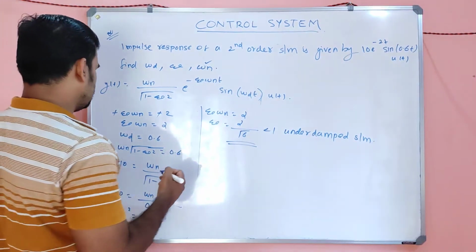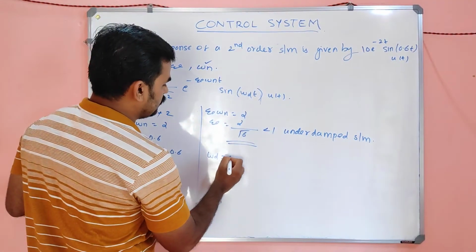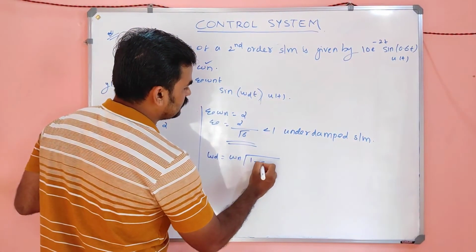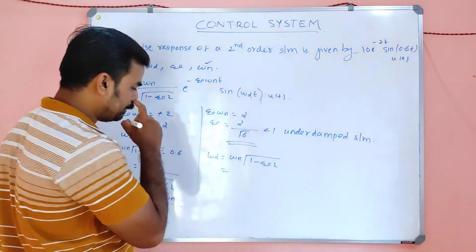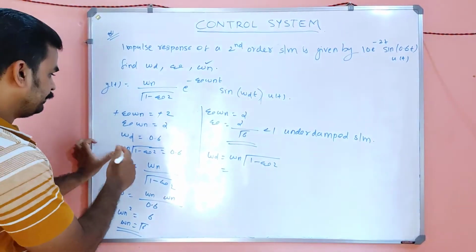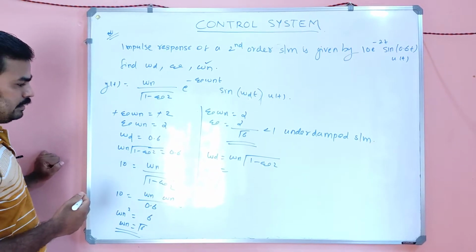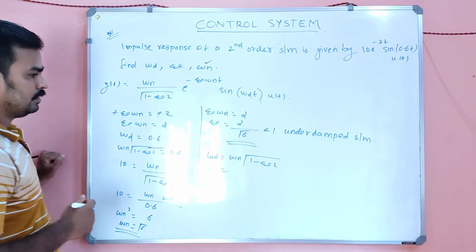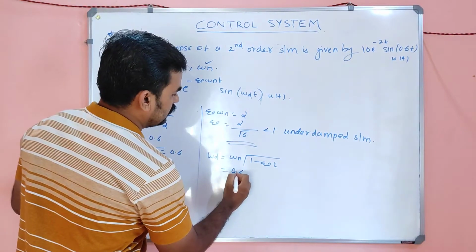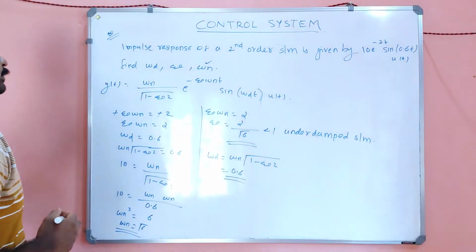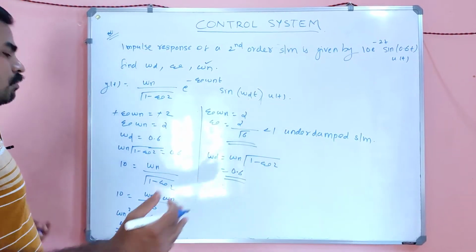Omega d is nothing but omega n root of 1 minus theta square, and that is directly given now as 0.6. So you got all the values.